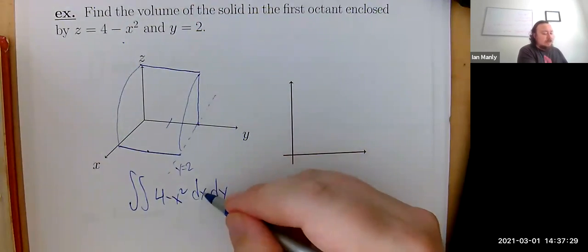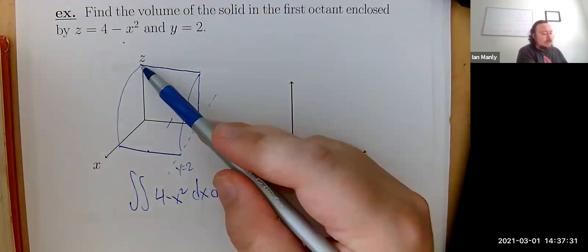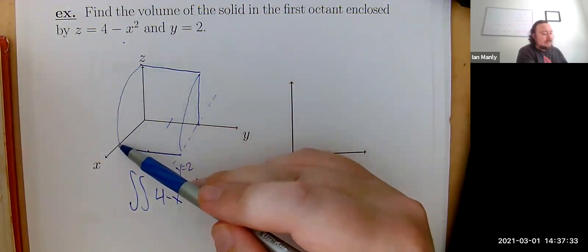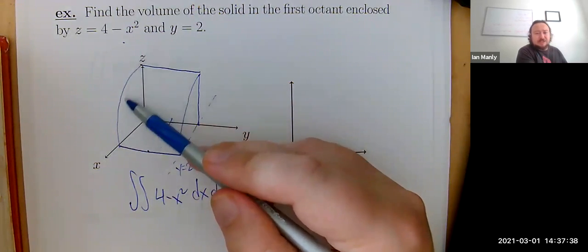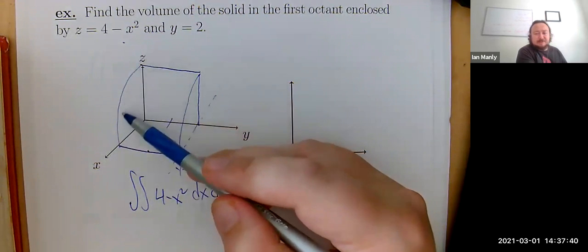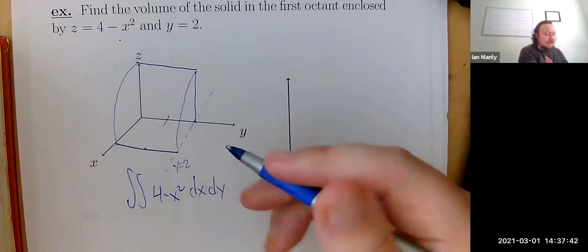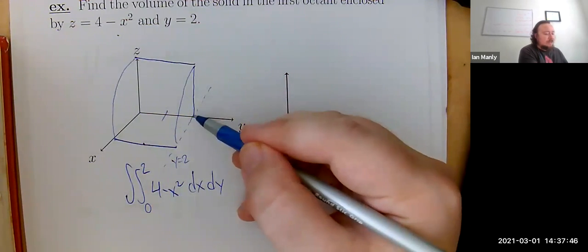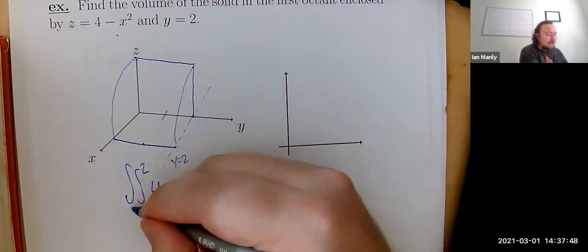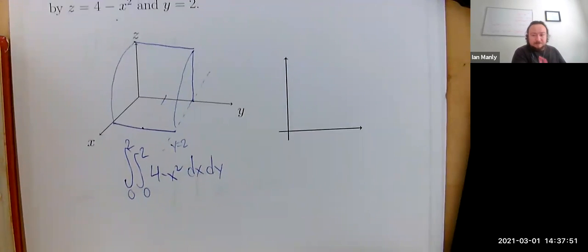So I'm going to do x. And let's see. When does this hit the x-axis here? Why don't you guys tell me that? I haven't asked too many questions today. What x value are we going to hit the x-axis at? There we go, 2. So the bounds of my integral for x will be from 0 to 2. And then my lowest y value to my highest y value will be 0 to 2.